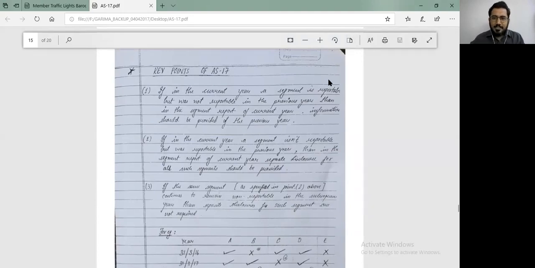Key points of AS-17. It says, if in the current year a segment is reportable, important points se dhyan dena. If in the current year a segment is reportable, but it was not reportable in the previous year, then in the segment report of the current year, information should be provided of the previous year. Okay, ध्यान देना.